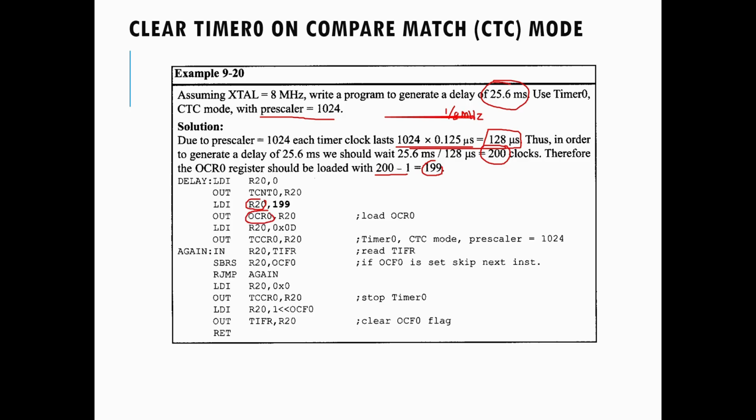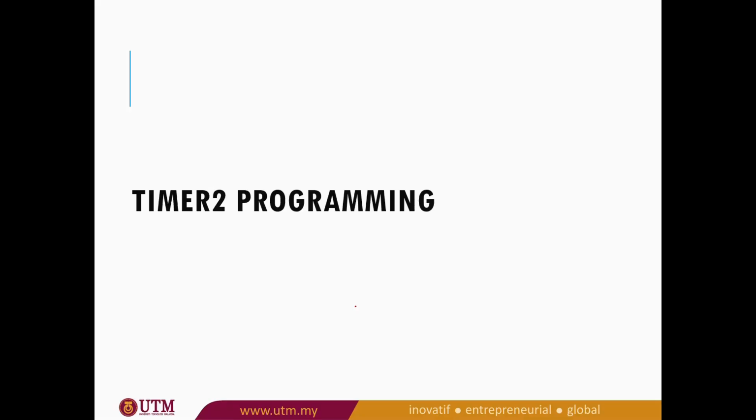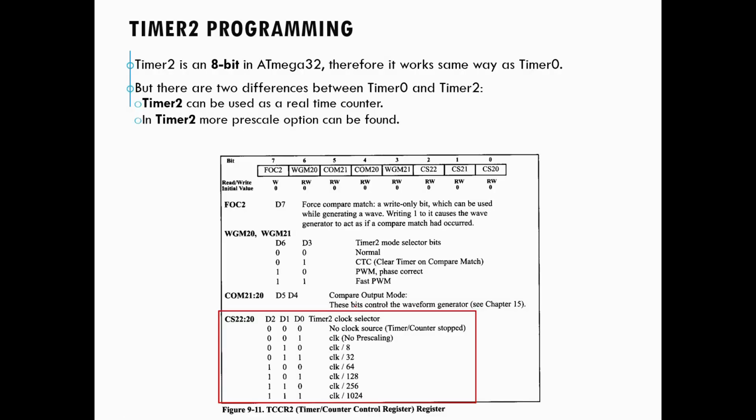So you need to load the value of 199 into the register. Here we use register R20, so OCR0 will contain the value of R20, which is 199. If it is the same, it will skip, then it will stop the timer and clear the OCF flag. Okay, so next is timer 2 programming.